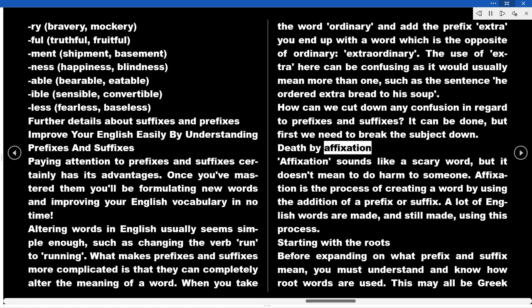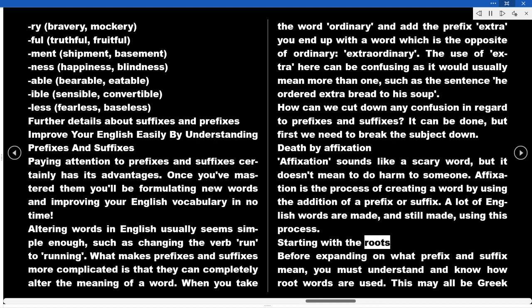Death by affixation. Affixation sounds like a scary word, but it doesn't mean to do harm to someone. Affixation is the process of creating a word by using the addition of a prefix or suffix. A lot of English words are made, and still made, using this process.